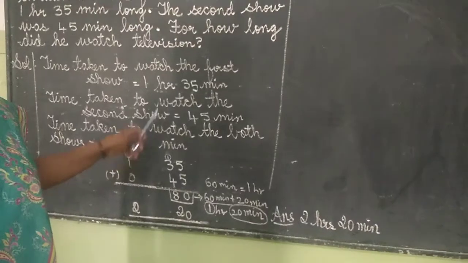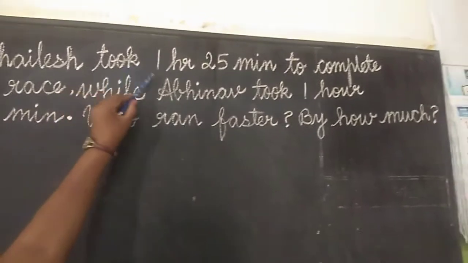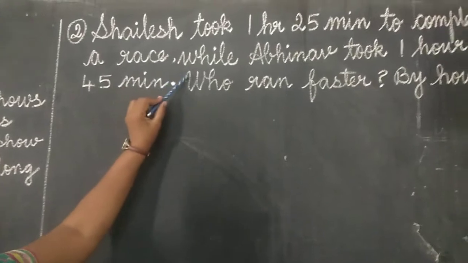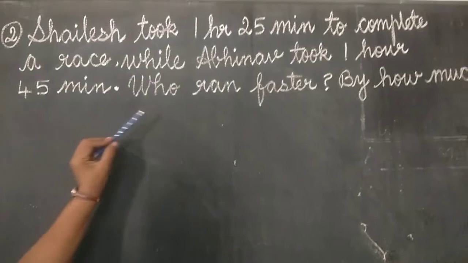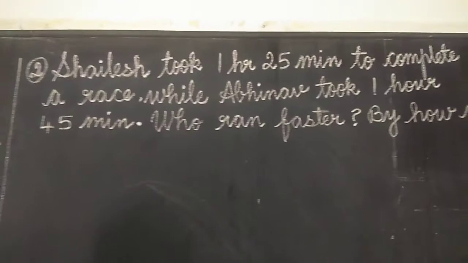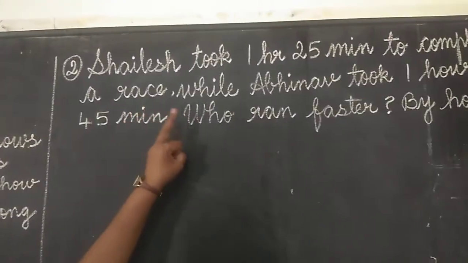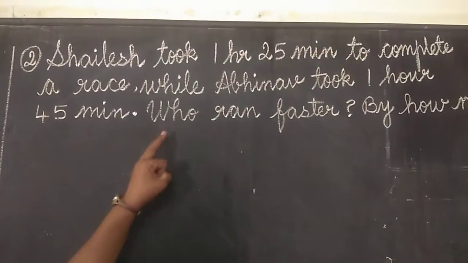Okay, children, are you thorough in the first word sum? Okay, we'll go to the second sum. Shailesh took 1 hour 25 minutes to complete a race, while Abhinav took 1 hour 45 minutes. Who ran faster by how much? Once again, I'll read the question, children. Shailesh took 1 hour 25 minutes to complete a race, while Abhinav took 1 hour 45 minutes. Who ran faster by how much? We have to find out.